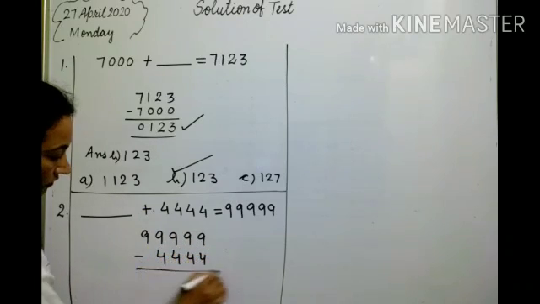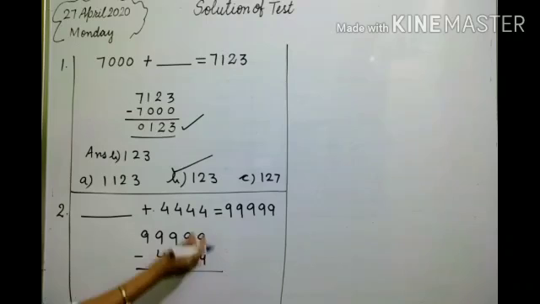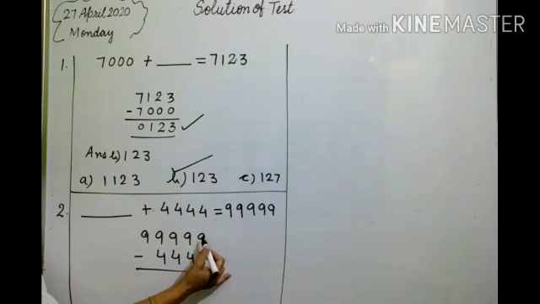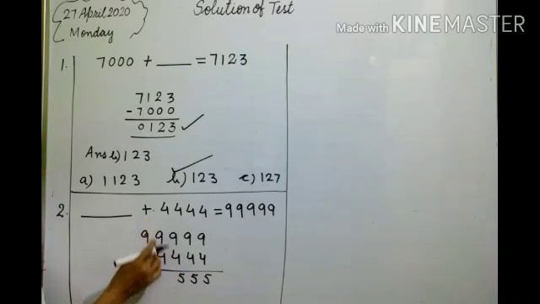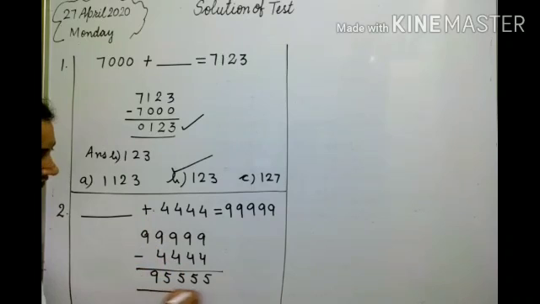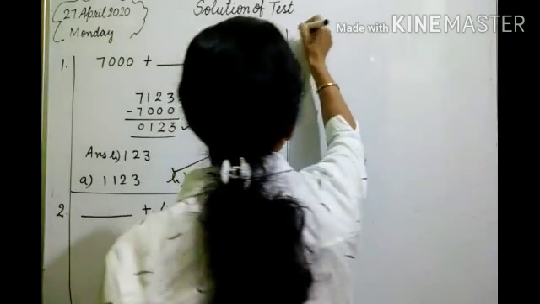4,444. Now we will subtract. Starting from the ones place, 9 minus 4 is 5. Again 9 minus 4 is 5. Again 9 minus 4 is 5, and again 9 minus 4 is 5, and 9 remains the same. So our answer is 95,555. Now we will see our options given.